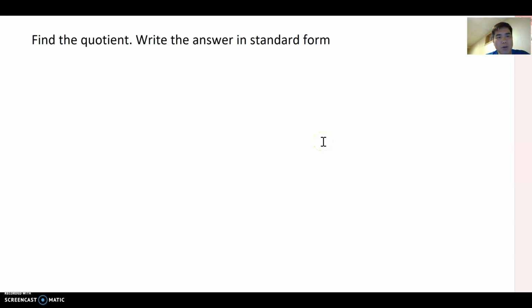So this time we will talk about finding the quotient of complex numbers. So look at this example. A. The question is 5 over i.